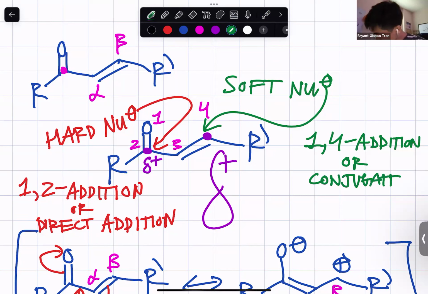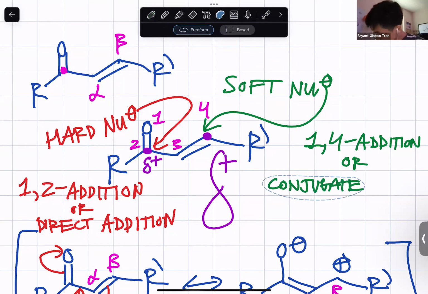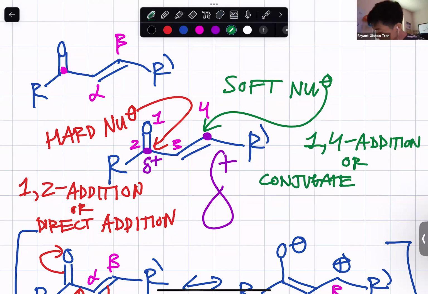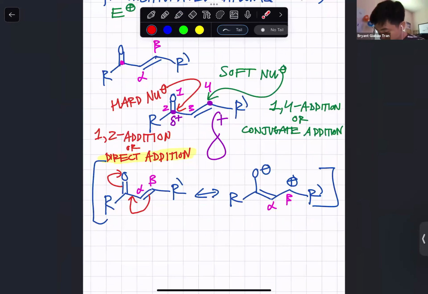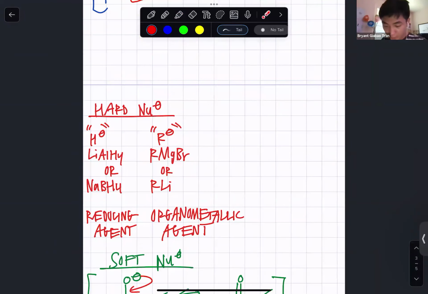Conjugate addition. So these are just like names of what's happening here. So on the problem set, I would probably put direct addition unless your lecturer specifically said 1-2 addition, or she puts both and she accepts both. Yeah, I would put direct addition or 1-2 addition. I would make sure with her lecturer. Okay, next one.